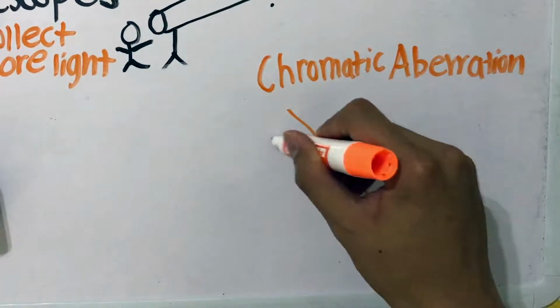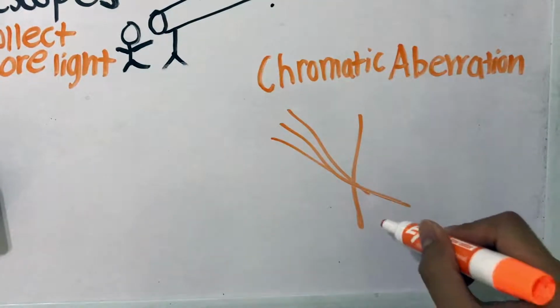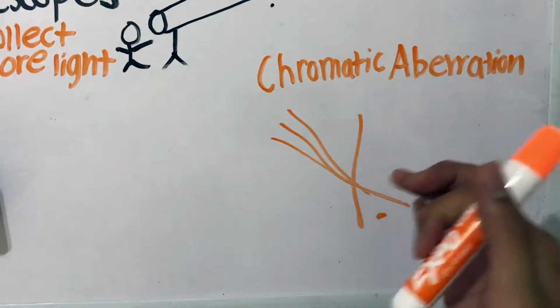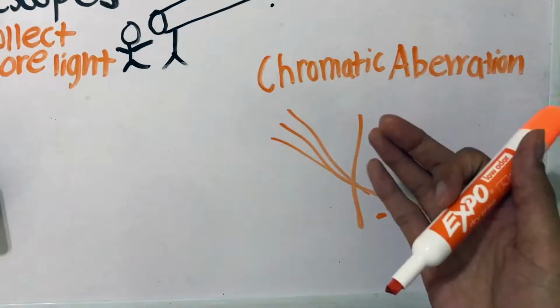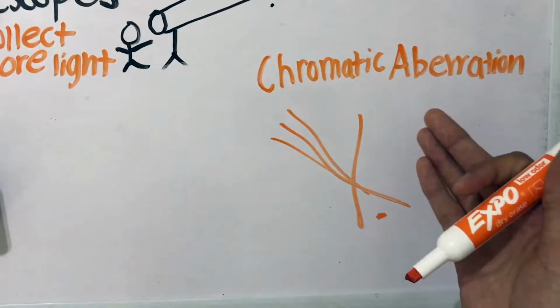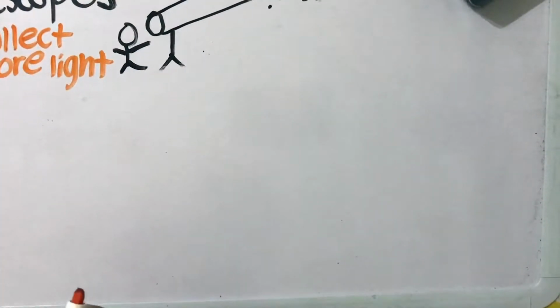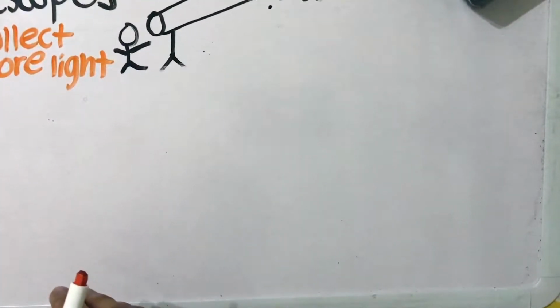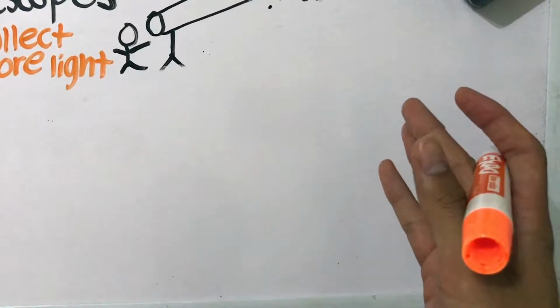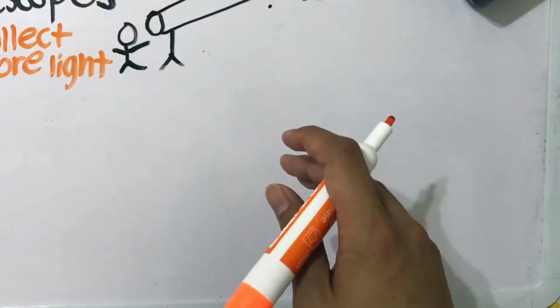So maybe it would come here, here, here. There wouldn't be a focal point because it would be coming at different angles, hitting different spots. And so this causes the light or the images to be produced incorrectly, and it would be blurred. So how did astronomers and astrophysicists deal with this material defect problem? Well, they came up with something called the reflecting telescopes.